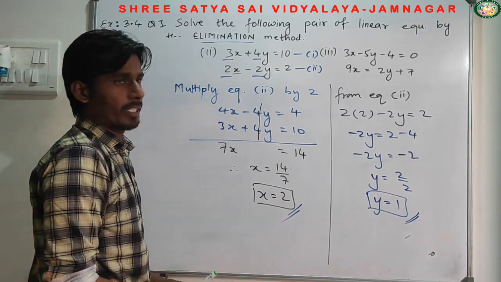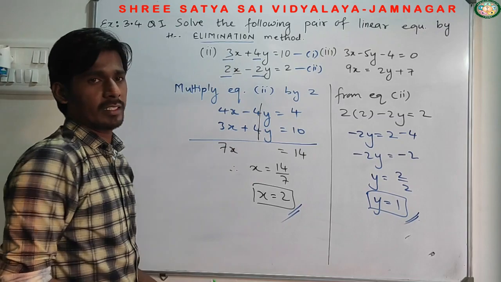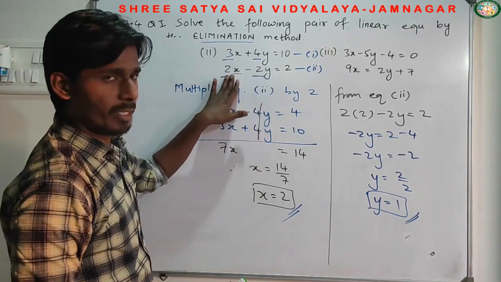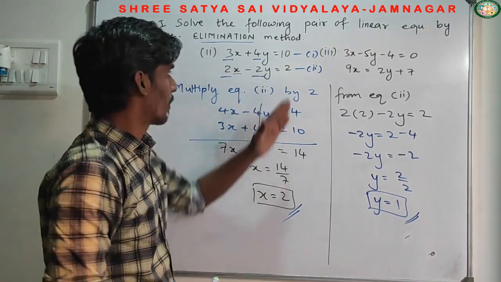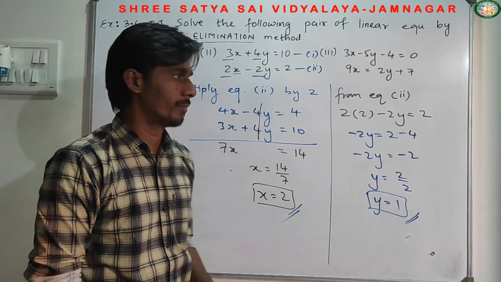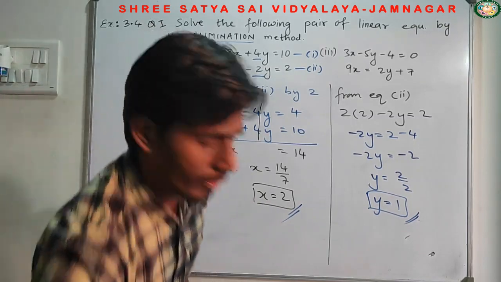What is always our objective? To make both the coefficients the same, either make the x coefficient the same or the y coefficient, by multiplying with some number. So let's start with the third one.